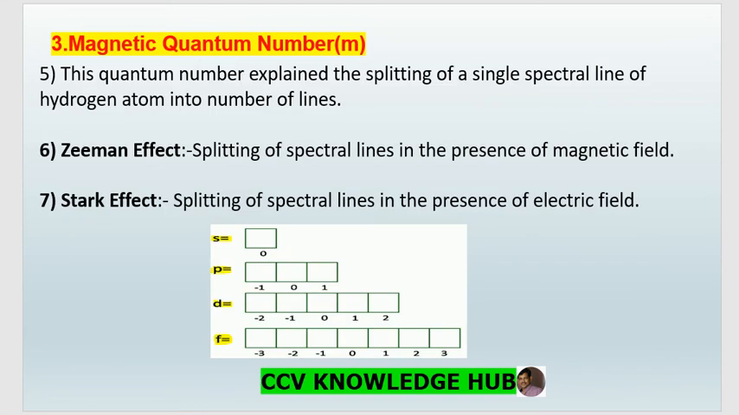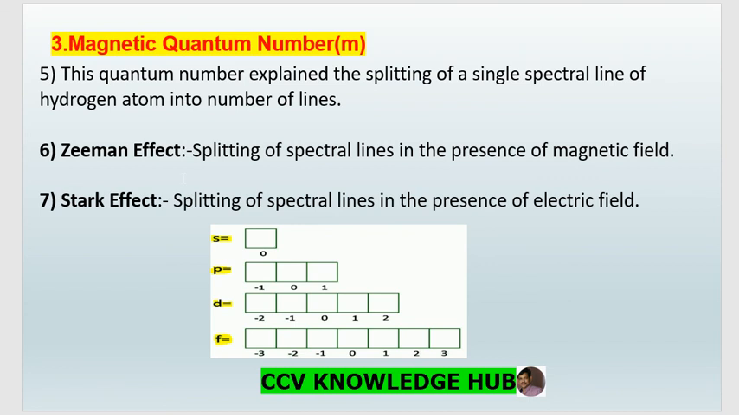What exactly does this magnetic quantum number explain? The splitting of single spectral lines of the hydrogen atom into a number of lines. There are 2 types of splittings that can happen. First one is the Zeeman effect: splitting of spectral lines in the presence of a magnetic field is called the Zeeman effect. Splitting of spectral lines in the presence of an electric field is called the Stark effect.